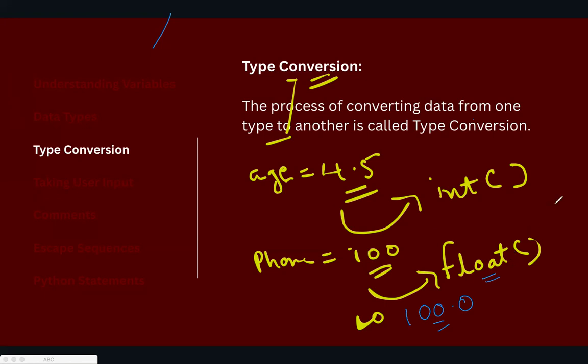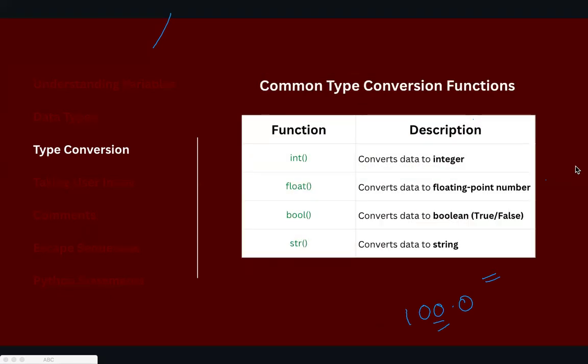So here are the main type conversion functions in Python. We have the int function that converts data into an integer, that converts data into a whole number. We have the float function that converts data to a floating point number. We have a bool function that converts data to Boolean type, that is true or false. And we have a string function that converts data into a string.